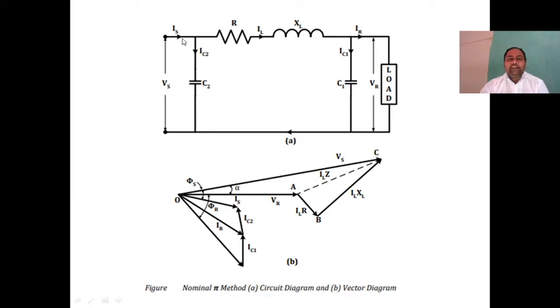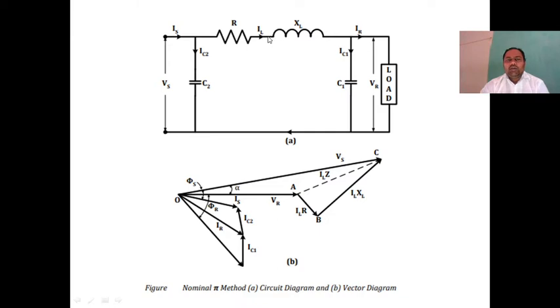IS is the sending end current, VS is the sending end voltage, VR is the receiving end voltage. We have resistance and inductive reactance. R plus jXL is nothing but the impedance Z. IL is the line current, and IR is the receiving end current.